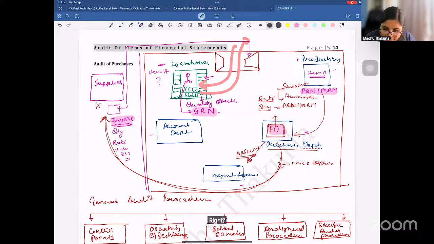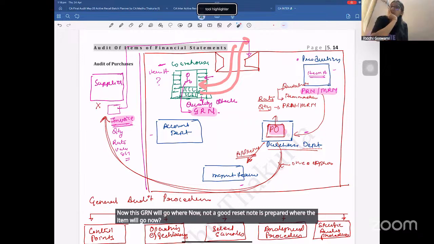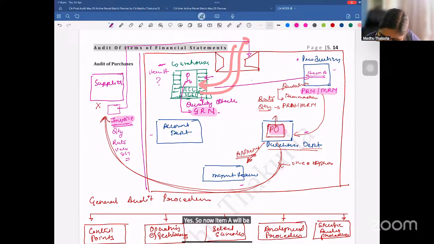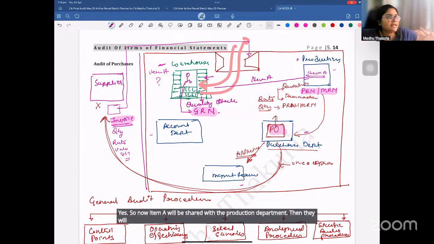Now the goods receipt note is prepared. Where will the item go now? Production department. So now item A will be shared with the production department, and then they will produce the material and all of that. Their work is done. The warehouse will coordinate with production that I am sending this many materials to your production.